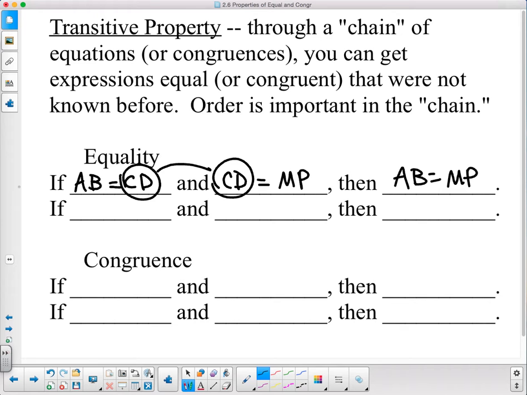Okay, what would an angle example look like? If the measure of angle A equals measure of angle B, and what do I need to start the next one with? Measure B. Good. Measure of angle B equals measure of angle C. Then measure of A equals measure of B. Yep. Measure of angle A equals measure of angle B. Or, excuse me, C. Measure of angle A equals measure of angle C.